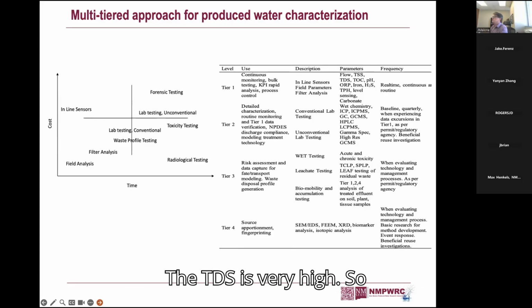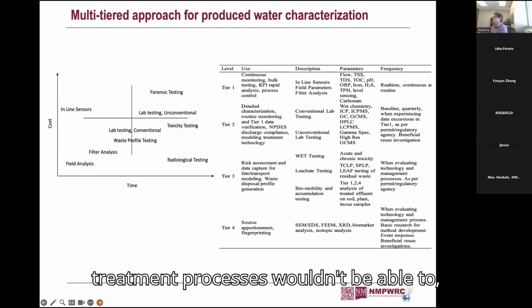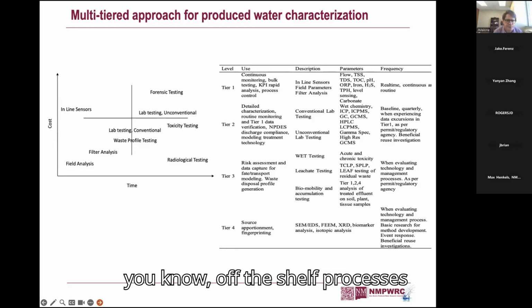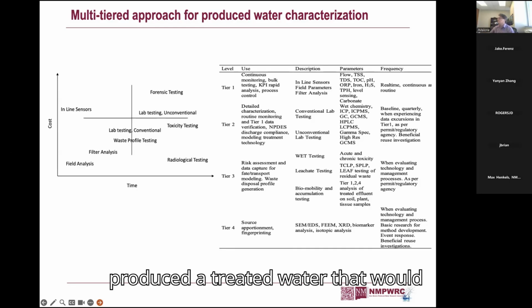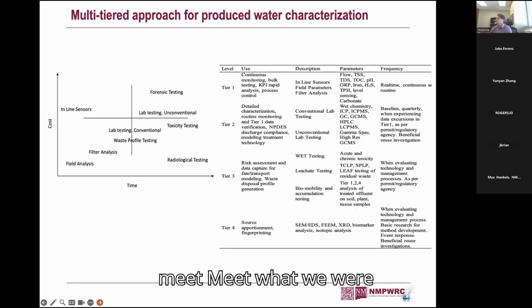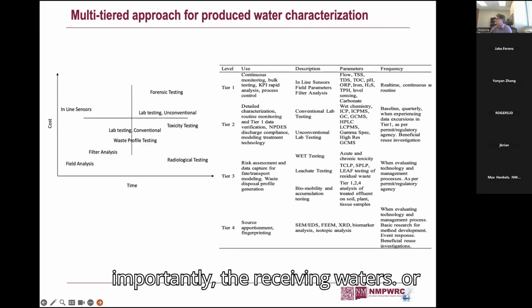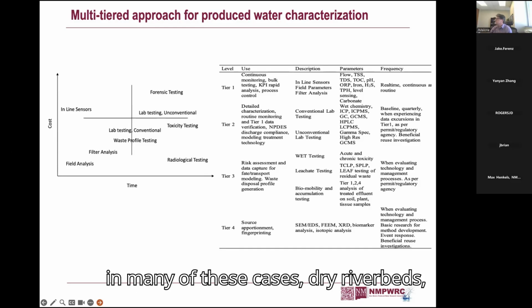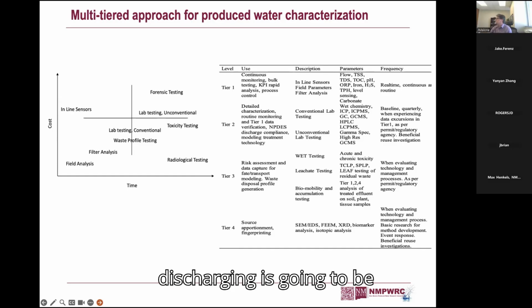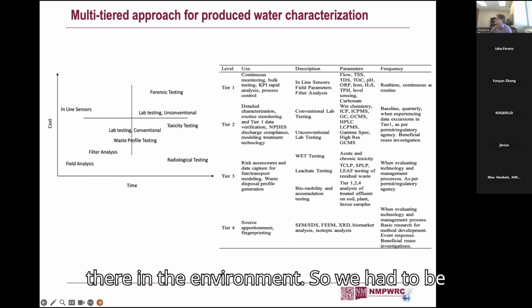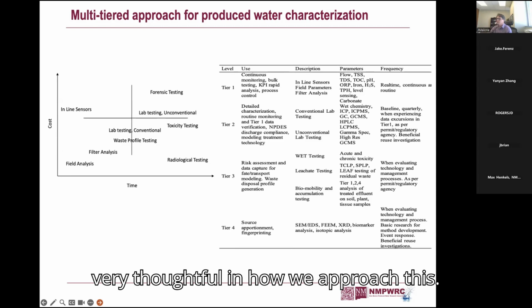The TDS is very high, so most conventional, off-the-shelf processes wouldn't be able to give a treated water that would meet what we were looking for. And more importantly, the receiving waters, or in many of these cases, dry riverbeds, there is no dilution. So whatever we're discharging is going to be there in the environment. So we had to be very thoughtful in how we approach this.